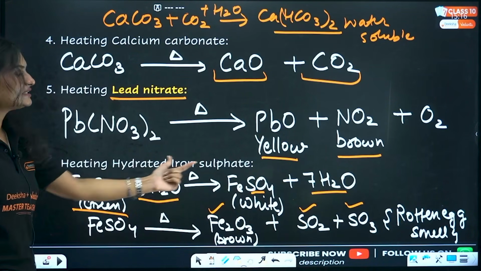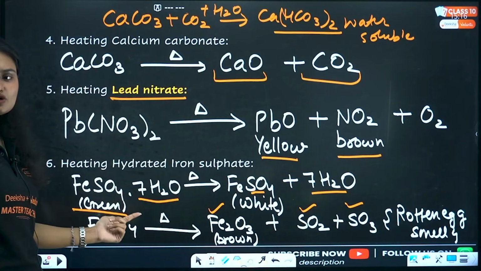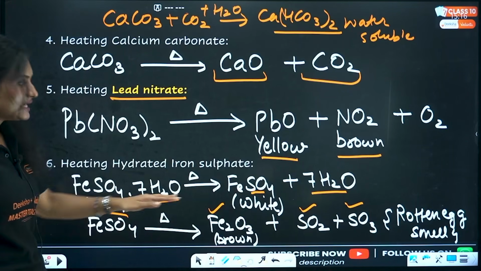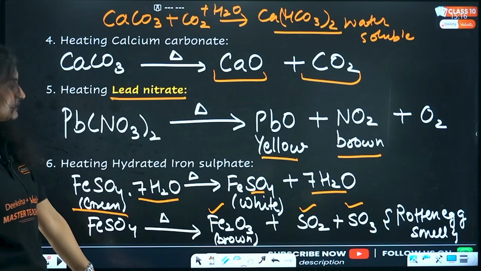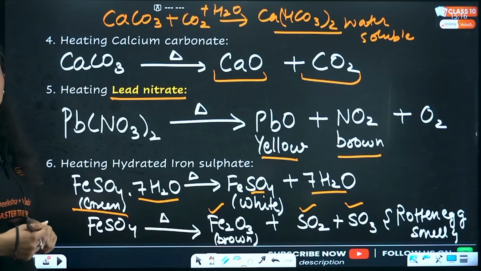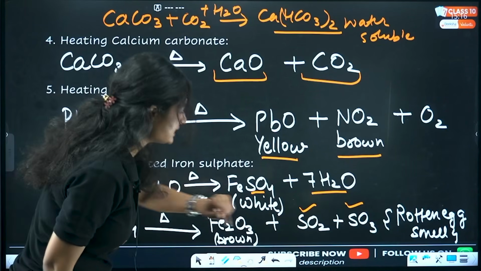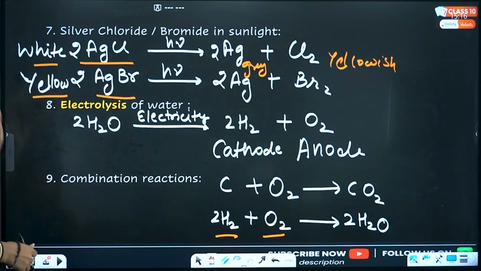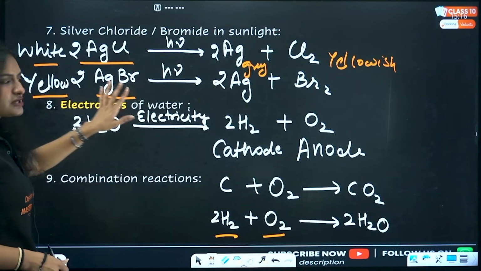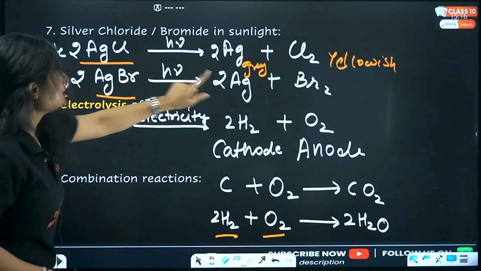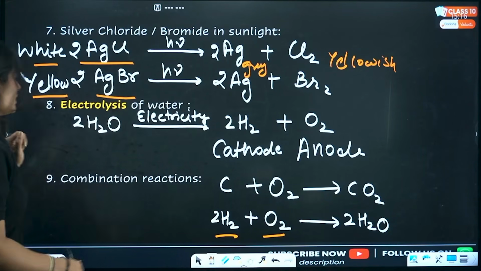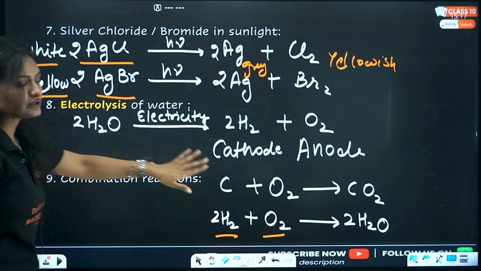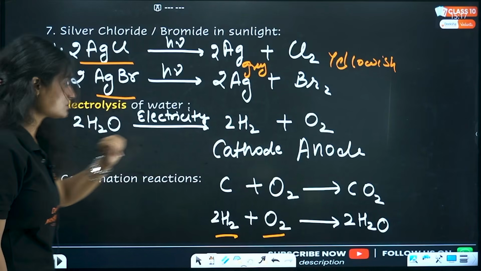When you heat hydrated iron sulfate, firstly it loses its 7 water of crystallization, its color is green, and then if you further heat it, it converts into Fe2O3, SO2 and SO3, which has a rotten egg smell, right? And this iron oxide is brown in color. Silver chloride, silver bromide, same reaction, the color changes from white to grey. Here it is yellow to grey. Then you have electrolysis of water. At cathode you get hydrogen, at anode you get oxygen.